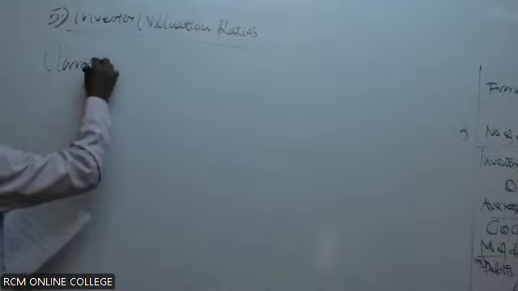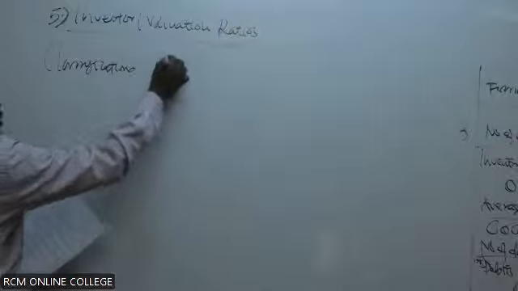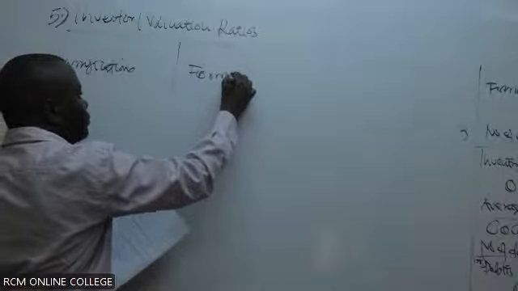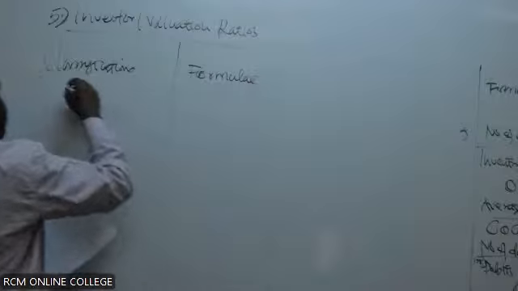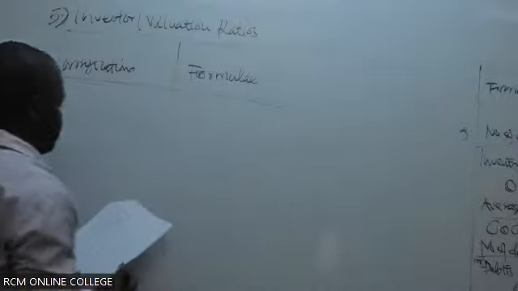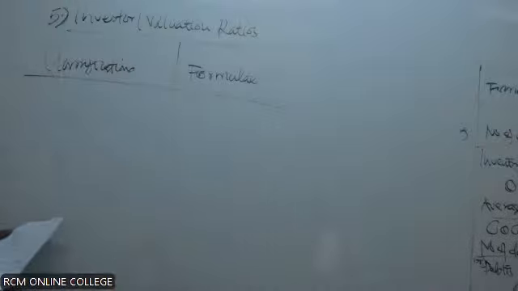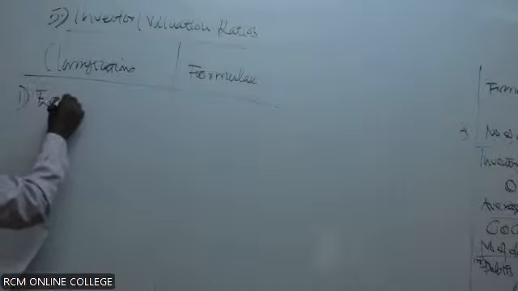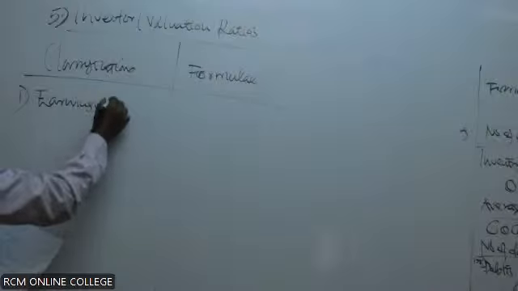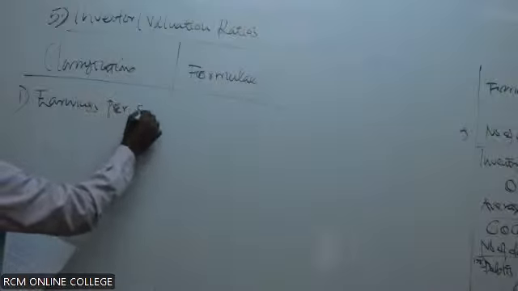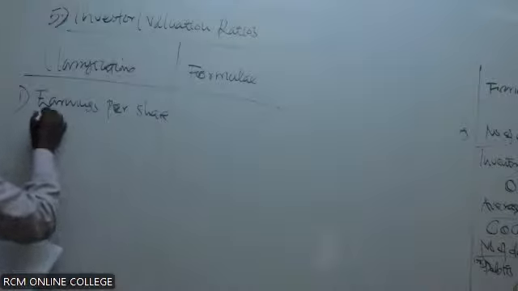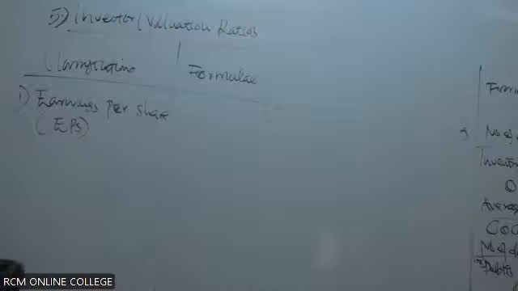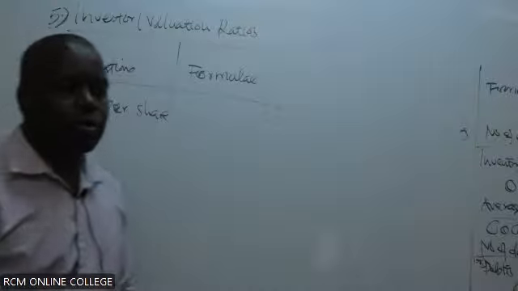So the classifications and, of course, the formulas. The first one is earnings per share, sometimes known as EPS. What are the earnings you are getting for each and every share you have acquired, purchased or own in that company?